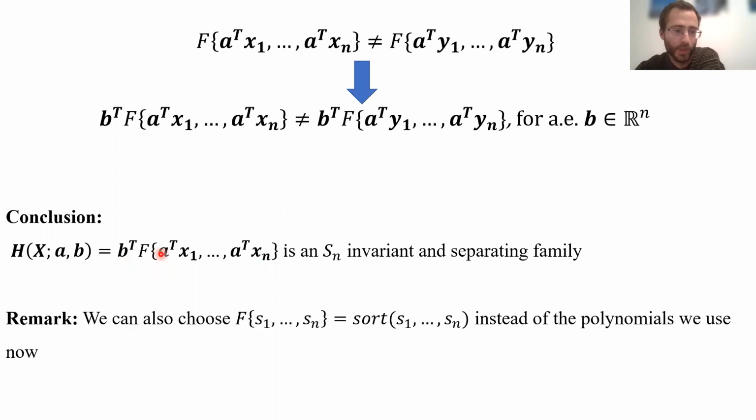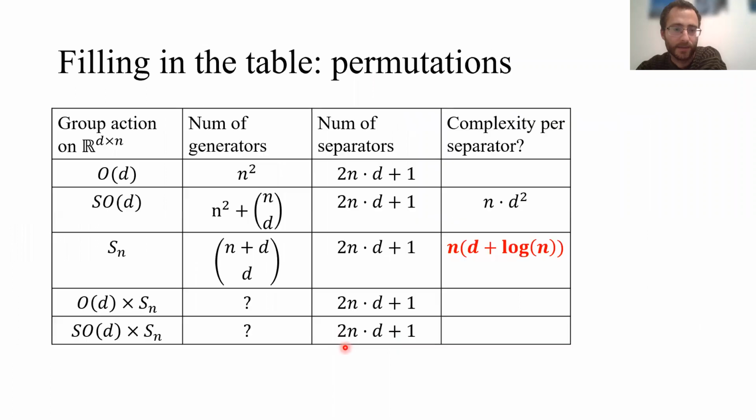And just as a small remark, a different thing we can do is, instead of using these polynomials, we can use sorting. And that has, in a way, better properties. Sorting is not a polynomial, it's a piecewise linear function. But as we discussed before, we can use these things too. So we're okay.